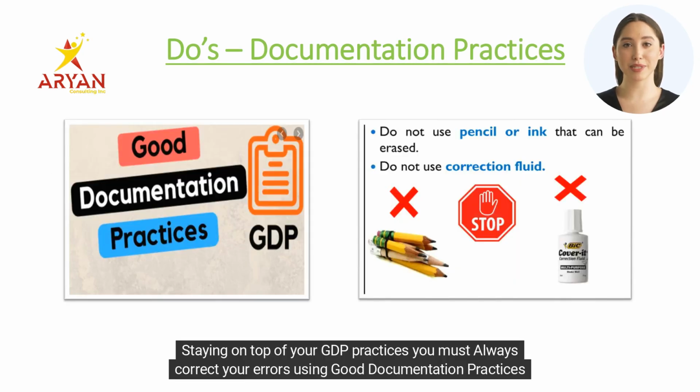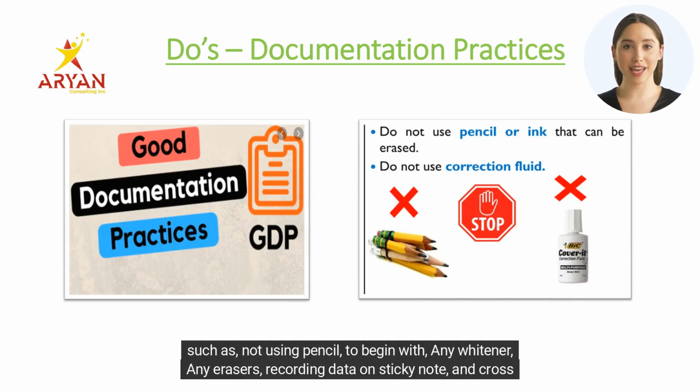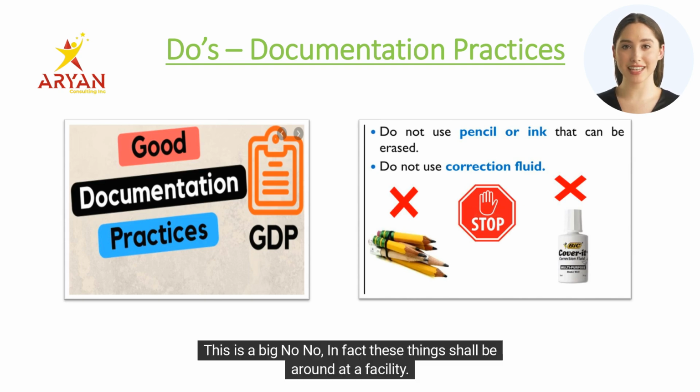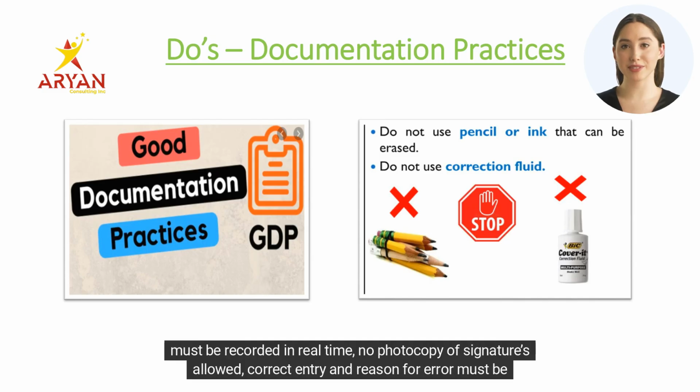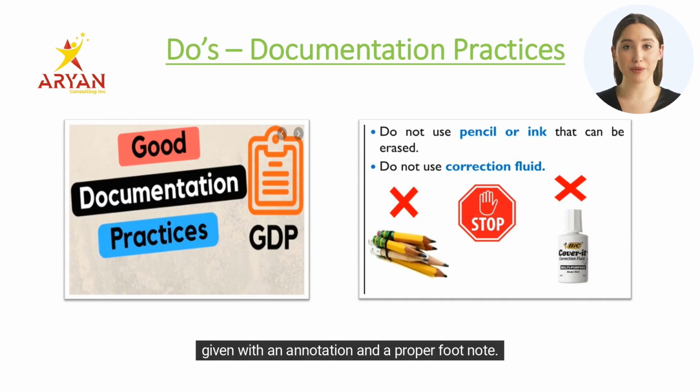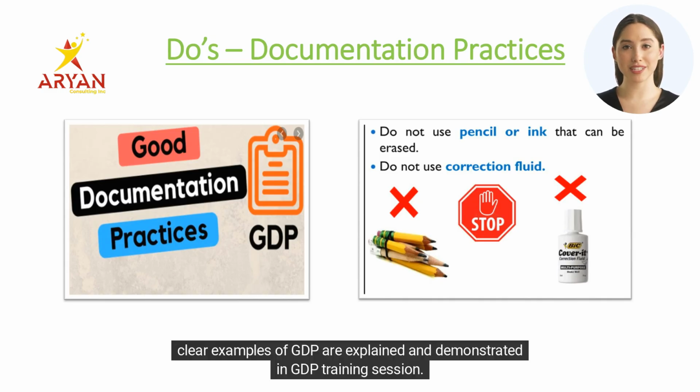Staying on top of your GDP practices, you must always correct your errors using good documentation practices such as not using pencil to begin with, any whitener, any erasers, recording data on sticky notes, and crossover writings. This is a big no-no. In fact, these things shall not be around at a facility. Instead, you should clearly mark your error and cross it with a single line in the middle. Signatures must be recorded in real time, no photocopy of signatures allowed. Correct entry and reason for error must be given with an annotation and a proper footnote. Clear examples of GDP are explained and demonstrated in the GDP training session.